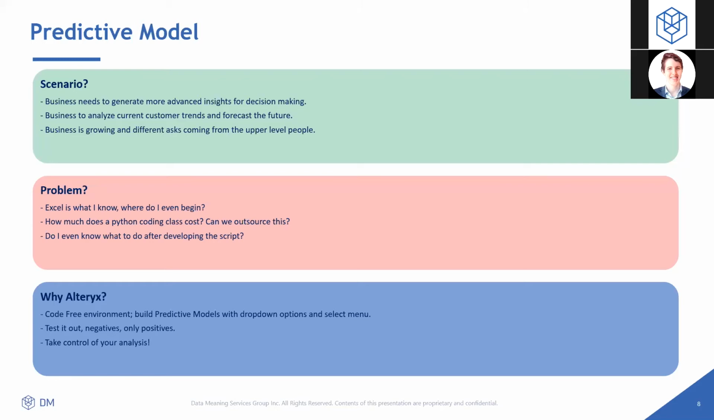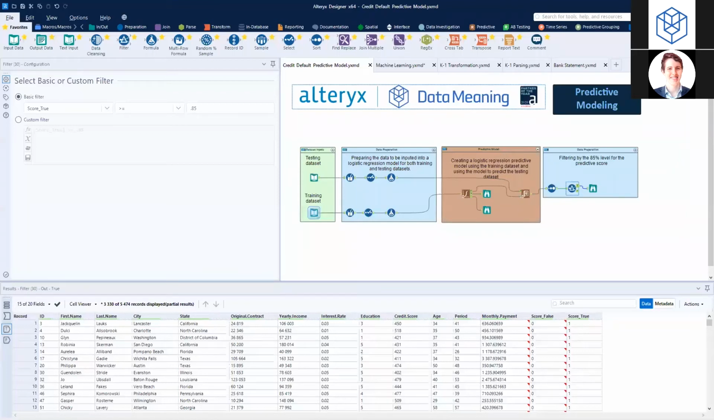Alteryx is a solution because it is a code-free environment. You have the ability to build those predictive models with literally drop-down options and select options, so there's no writing of any code. Alteryx makes everything easy. You have the ability to test it out. You have negatives, you have positives, but at the end of the day, with Alteryx you don't really have any negatives, because you're not really doing anything besides testing it out. So as of this moment, you have the ability to take control of your analysis and generate your own analysis. With this, let's jump into Alteryx and let me introduce you to what I'm talking about.